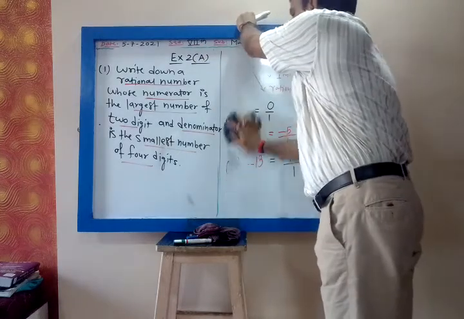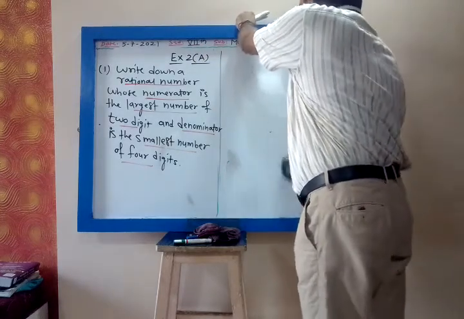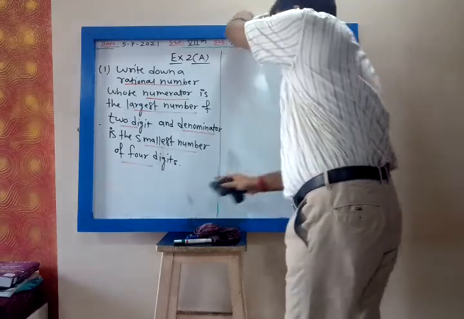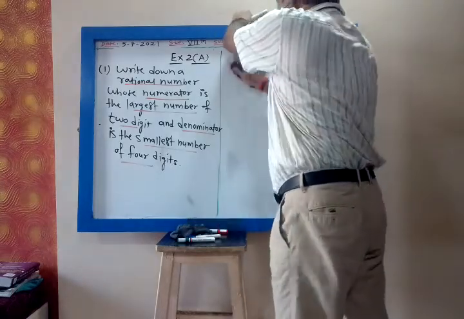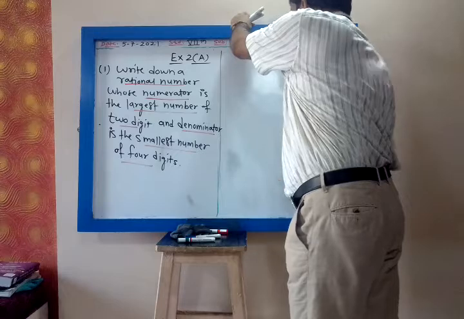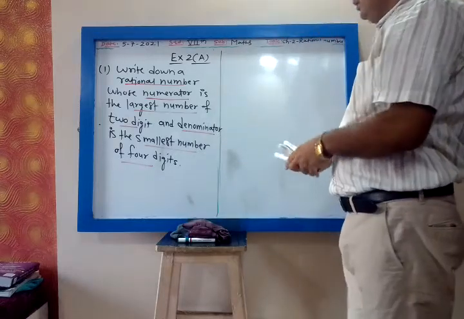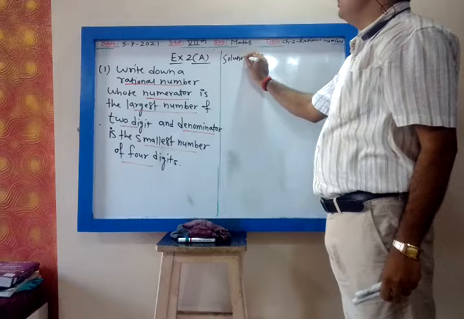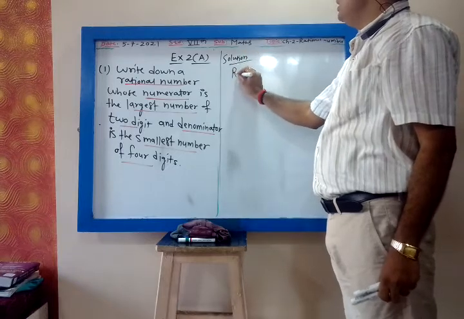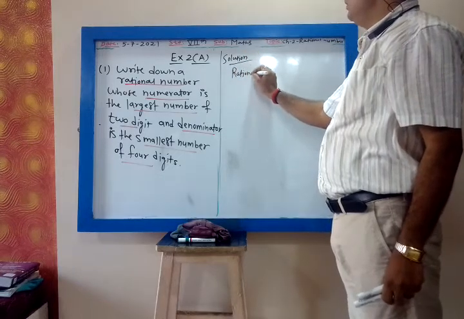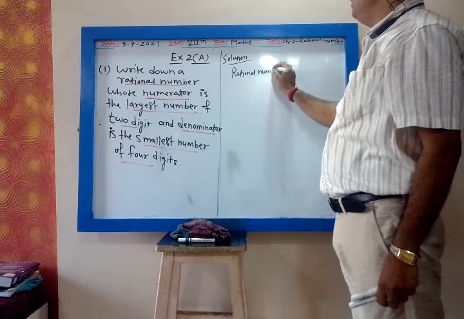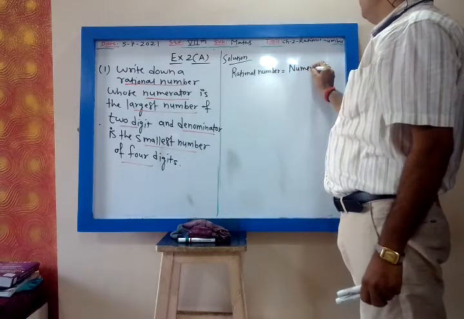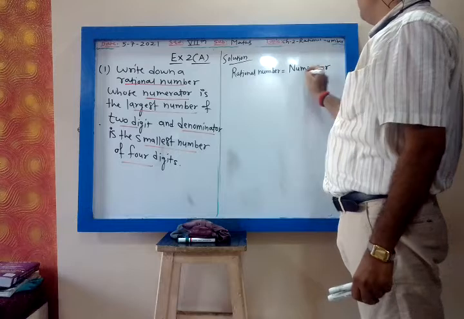Yes, mute the microphone. So now we write: a rational number will be numerator upon denominator. Let us solve this. My rational number will be equal to numerator upon denominator.